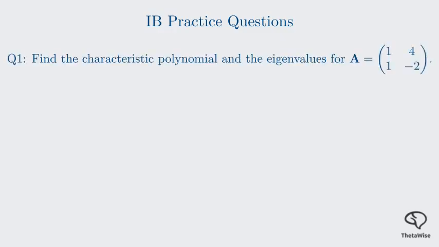Remember, the characteristic polynomial is det(lambda I minus A), and the eigenvalues are the roots of that polynomial. Question 1. Find the characteristic polynomial and the eigenvalues for A equals [1, 4; 1, -2]. Pause the video now to try this yourself. Welcome back. Let's look at the solution to question 1.